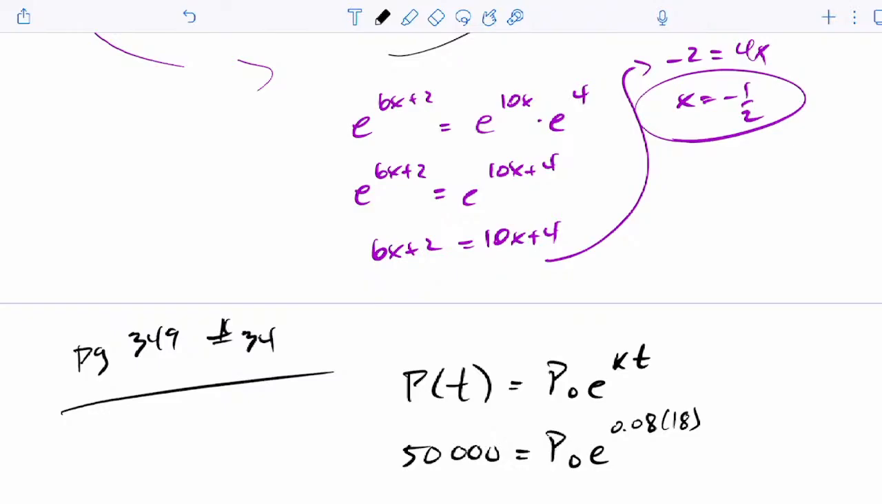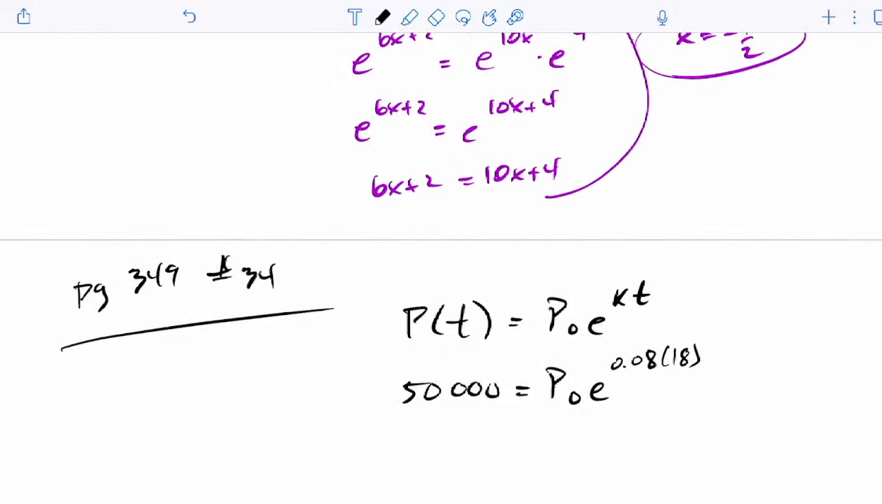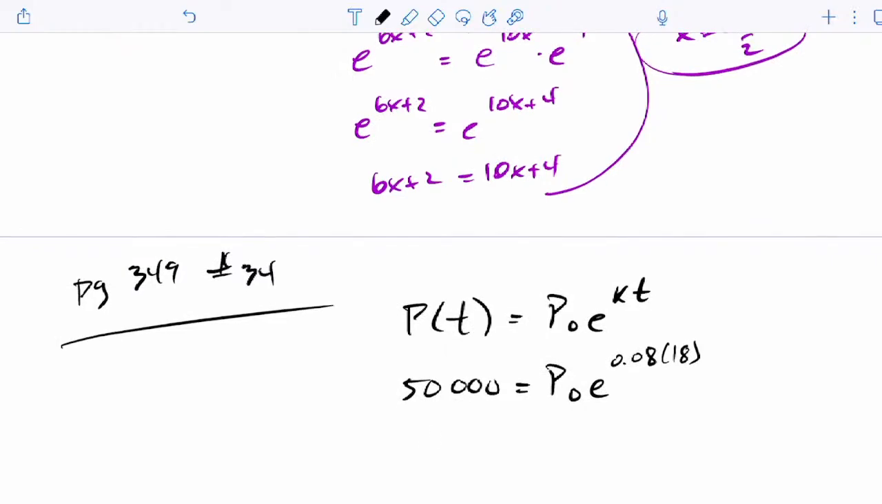So they're essentially asking what amount you have to put down now so that in 18 years, if you have 8% compounded continuously, it'll end up with $50,000. So the following equation is what you're looking to solve for. You're looking to solve for P naught. So P naught, my initial investment, is the 50 grand I'm going to end up with divided by e to the 0.08 times 18. That'll tell me my initial amount.